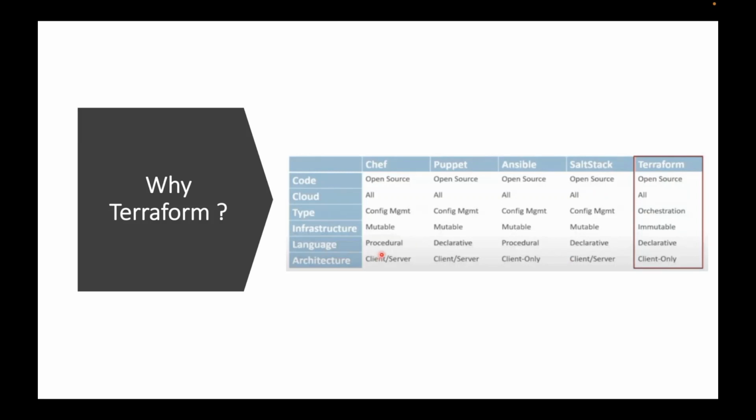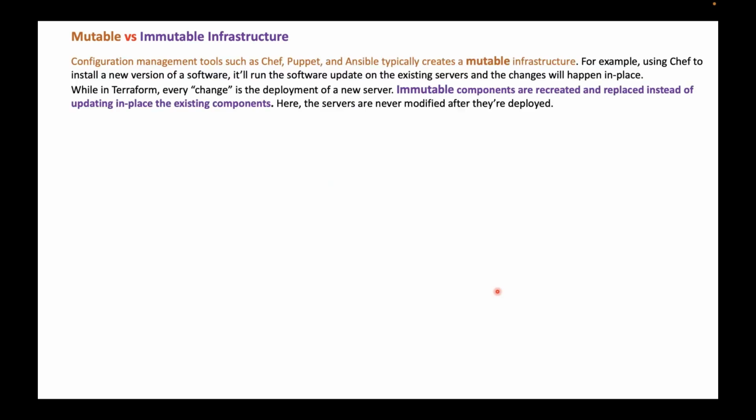Yeah, okay. So the language is procedural and declarative, which I will come to in the next slide. I will have an explanation of all this, mutable and what is client and everything. So we will directly go there. First, we will see what is mutable and what is immutable infrastructure.